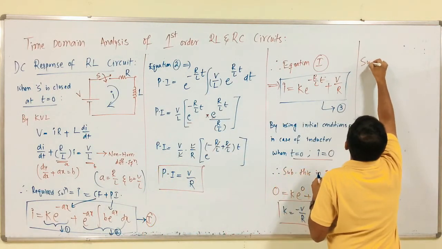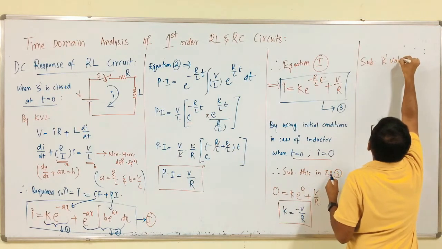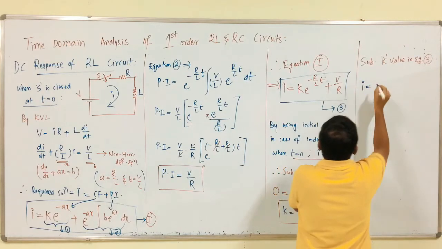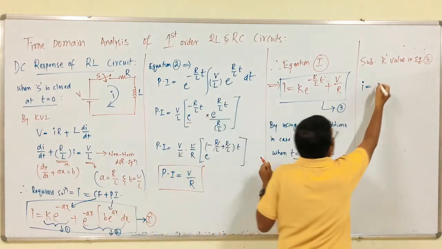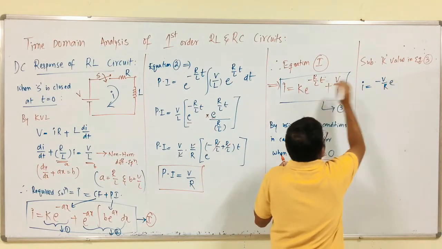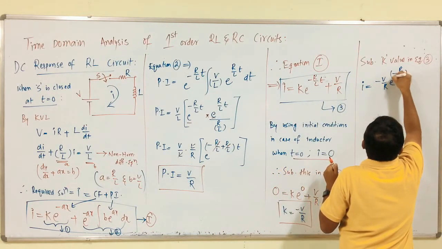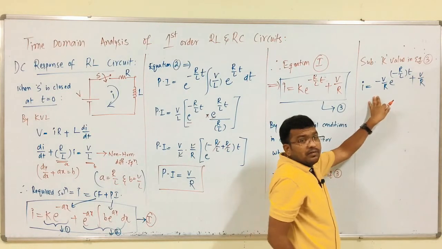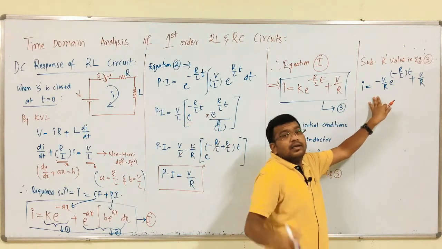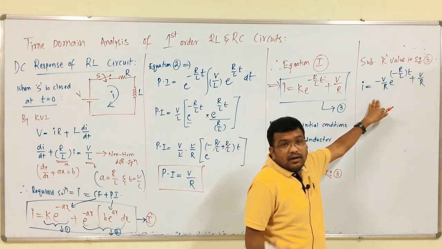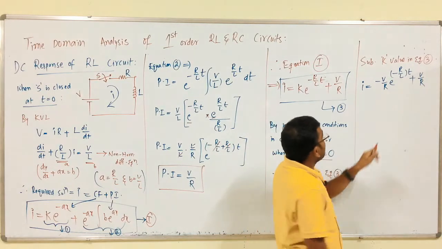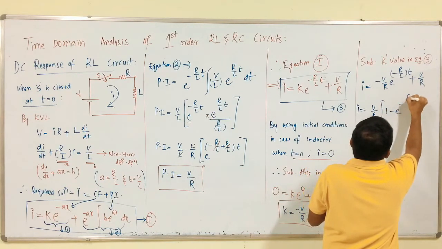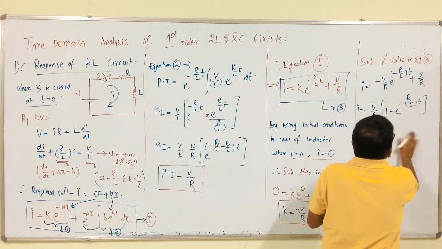Then substitute this K value into what? Equation 3. Substitute the K value in equation 3, that is I is equal to, what is the value of K? Minus V by R into e power minus R by L into T plus V by R. So, this is the equation of current in that RL circuit when the excitation is DC. So, I is equal to V by R into 1 minus e power minus R by L into T.